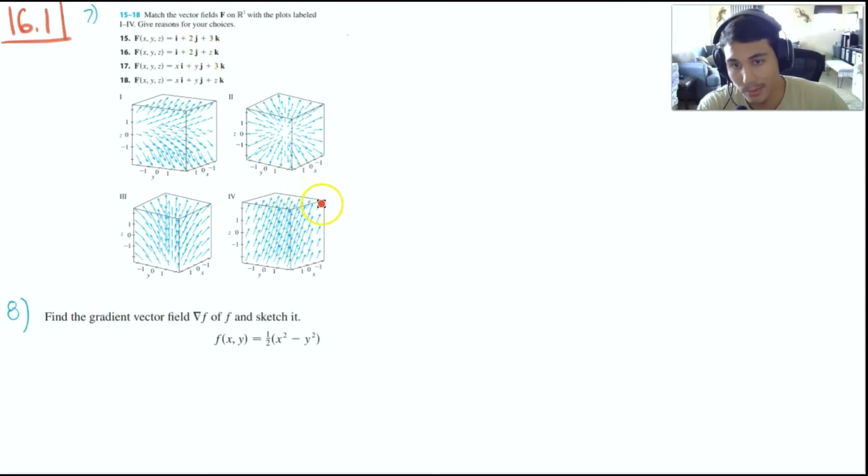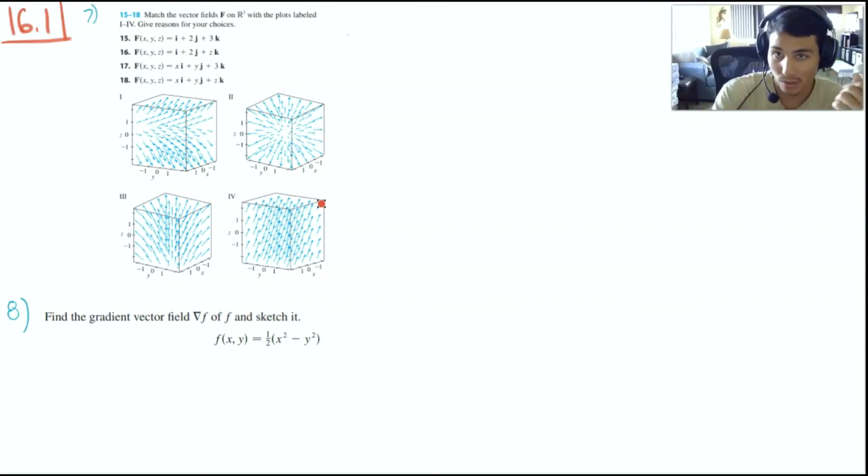That's their scalar multiple. So what that means is that going in the X direction, it won't be as strong as if it's going in the Z direction, right? It should be the strongest in the Z direction, the second strongest in the Y direction, and the weakest in the X direction.